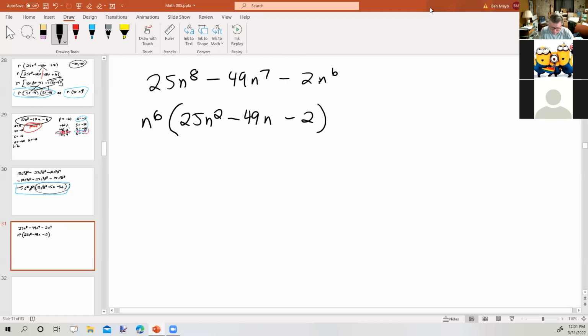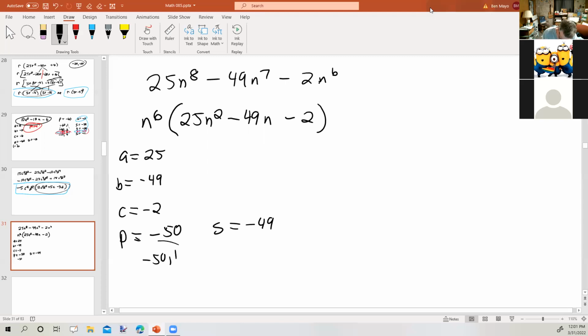Okay. What's inside? I have a trinomial in standard form with no greatest common factor and a leading coefficient that's not a 1. So A is 25, B is negative 49, C is negative 2. The product is negative 50. The sum is negative 49. How about negative 50 and 1? That gives me a product of negative 50 and a sum of negative 49.